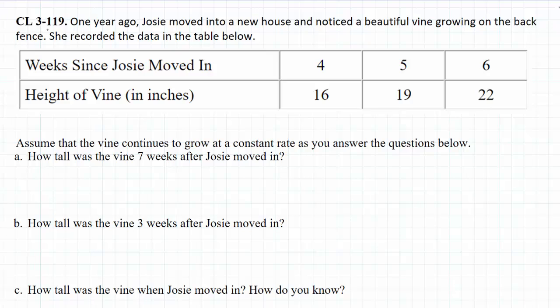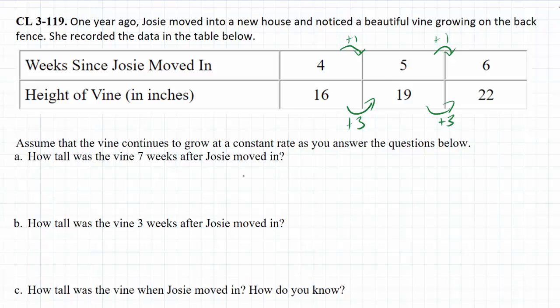Okay, 3-119. 1 year ago, Josie moved into a new house and noticed a beautiful vine growing on the back fence. She recorded the data in the table below. So if we take a look at the table, we notice that these are the weeks that Josie moved in and the height of the vine down here. What we probably should notice first is that they're increasing the weeks by 1. And the height is increasing at a constant rate of 3 inches each time.